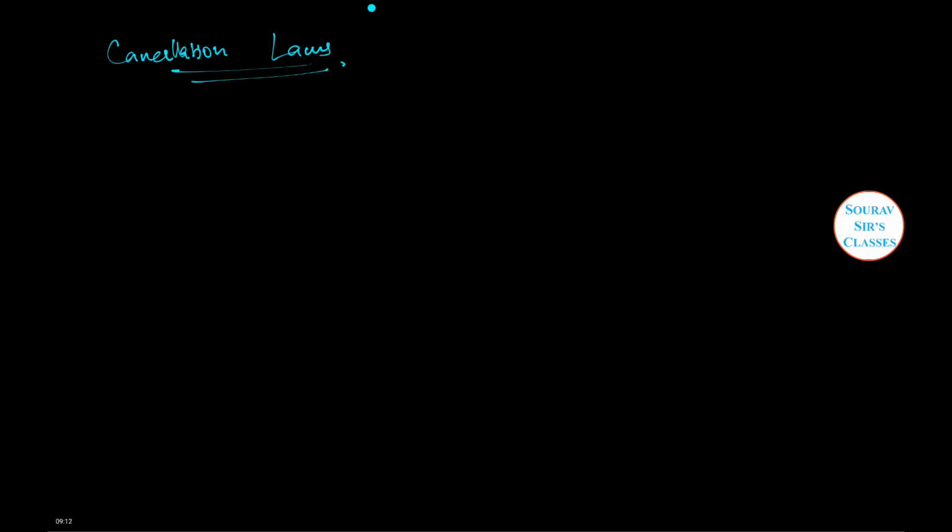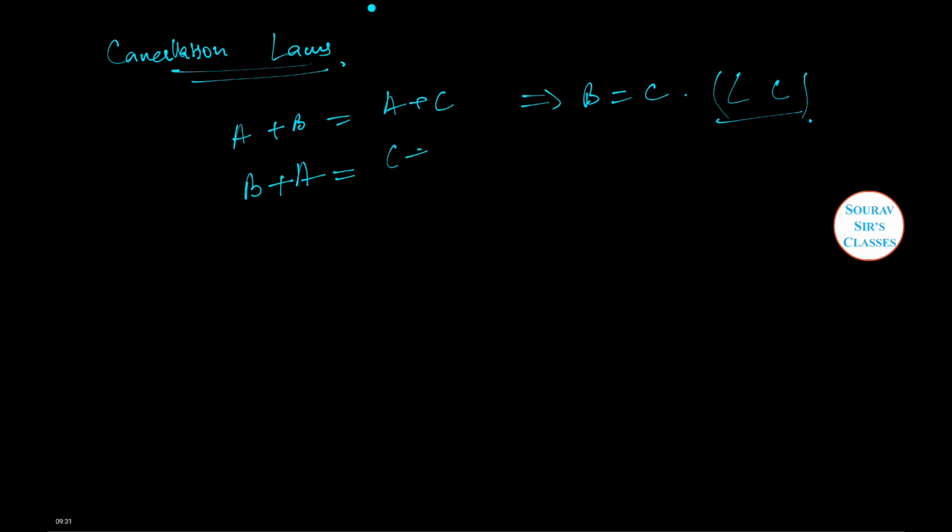It says that if A, B and C are matrices of the same order, then if A plus B is equal to A plus C, this implies B is equal to C by left cancellation. Similarly, if B plus A is equal to C plus A, this implies B is equal to C by right cancellation law. Now, what about scalar multiplication?